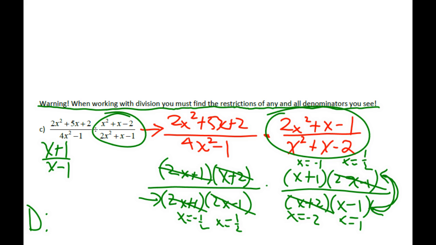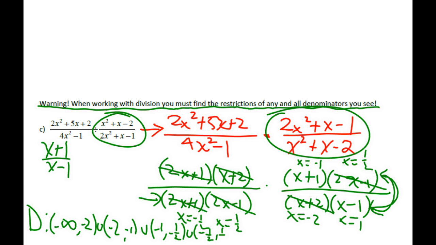So now looking at my domain restrictions, putting all that together in order from smallest to largest, I would go from negative infinity to my smallest number, which is negative 2, union. After that, my next smallest number is negative 1, so negative 2 to negative 1, union, negative 1 to the next smallest number, negative a half, union. After negative a half comes positive a half, and then lastly, from a half to positive 1, and then from 1 to infinity. And that's your domain.